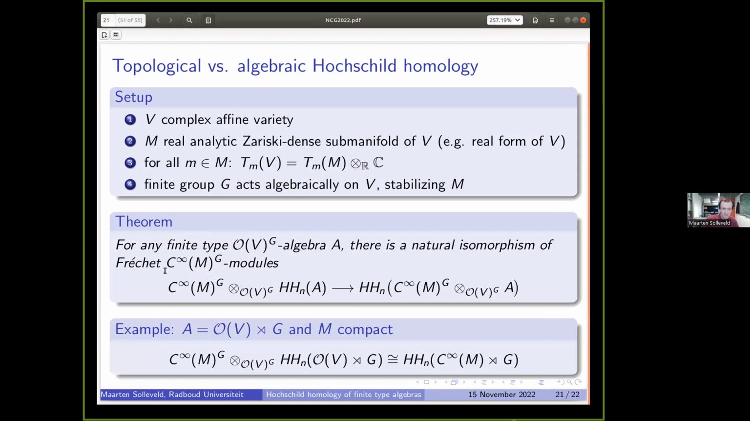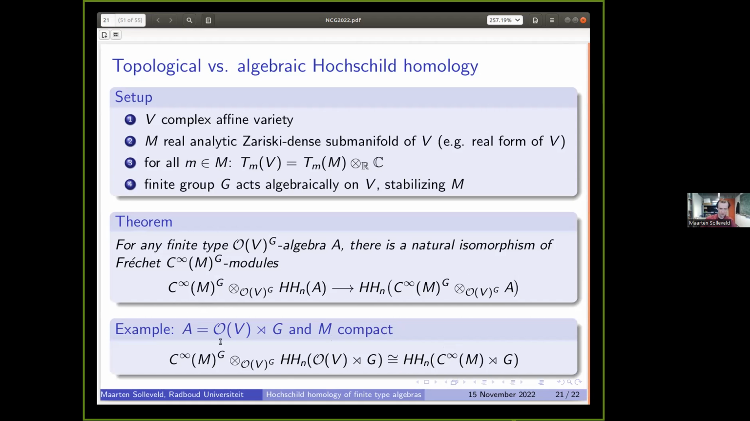So just to illustrate, let us do this for the case of these cross product algebras. So let's say I take V to be some variety on which G acts, and I take this cross product. Then on the right hand side, if you take this expression here, and if M is compact, it's not difficult to see that this expression contains all smooth functions on M, and you easily get the cross product of the smooth functions on M with G. And this is something which was computed by Bielinski-Nistor.